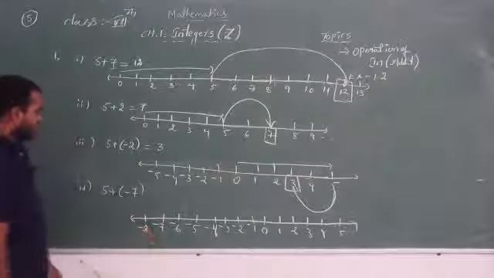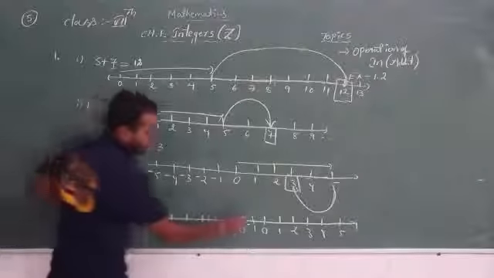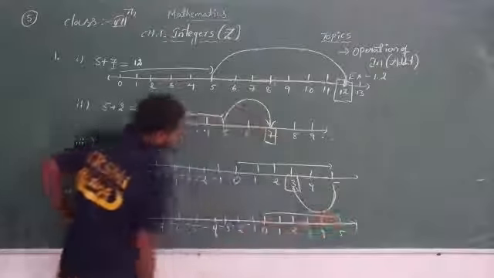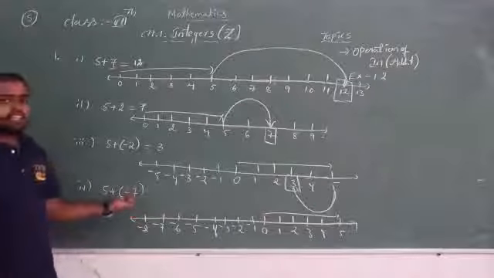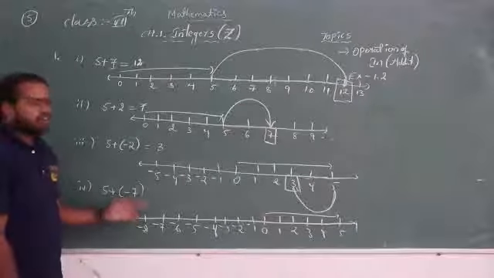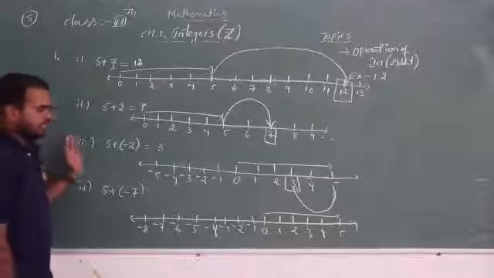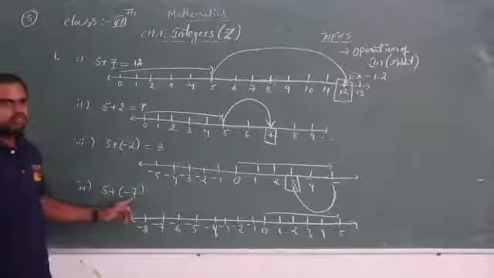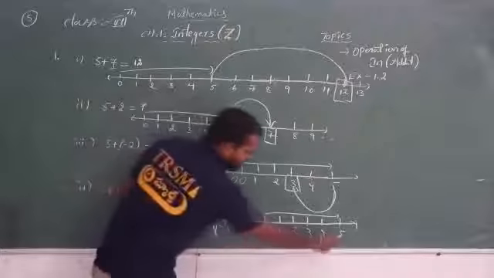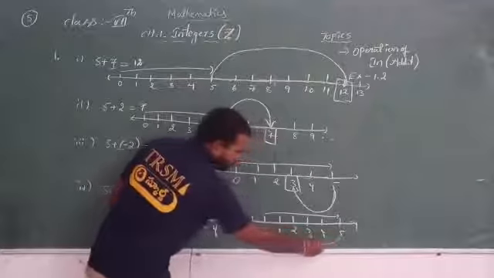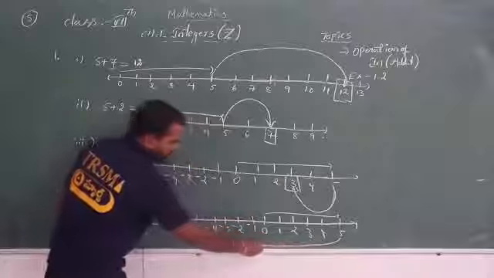Now what is the first number? 5. So where is the 5? Here it is. Now what are we adding? We are adding a negative integer. If we are adding a negative integer, which direction do we have to move? We have to move left side on the number line. How many places? We have to move 7 places. So move that: 1, 2, 3, 4, 5, 6, 7.